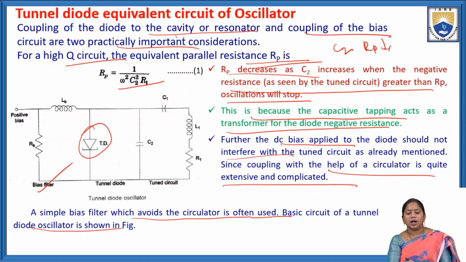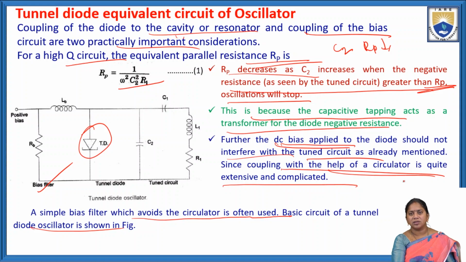RP is the parallel resistance, RP equal to 1 by omega square C2 square by R1. If you increase C2, RP decreases, and when the negative resistance is greater than RP, oscillations stop. This is because the capacitive tapping acts as a transformer for the diode negative resistance. Further, the DC bias applied to the diode should not interfere with the tuned circuit, since coupling with the help of a circulator is a complicated process.